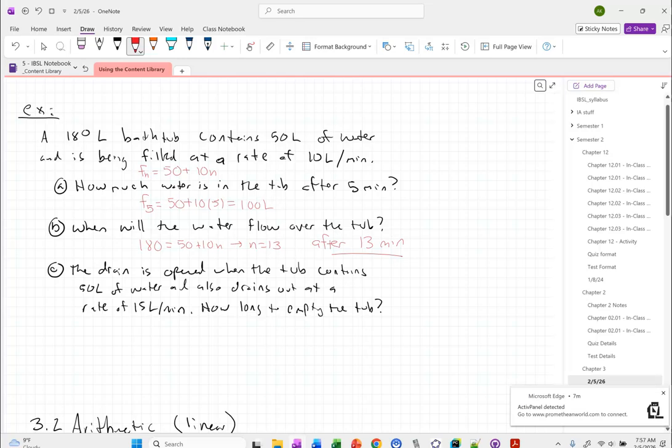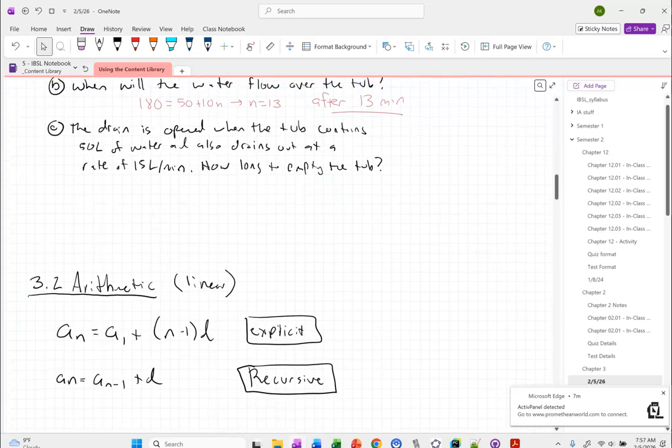The drain is open when the tub contains 50 liters of water and it also drains out at a rate of 15 liters per minute. How long to empty the tub? Well, I had the 50 liters. You have 10 liters per minute coming in, and then 15 liters per minute going out. So my new sequence would be that guy, right?